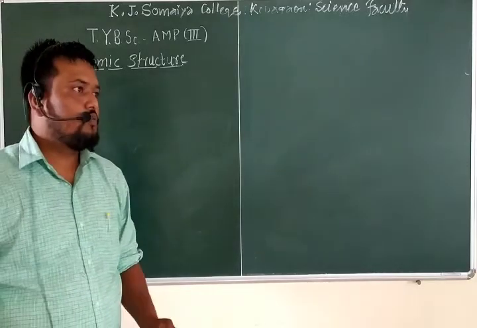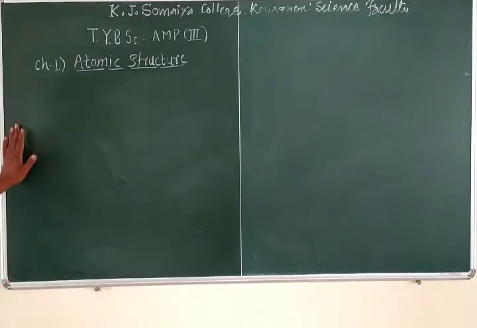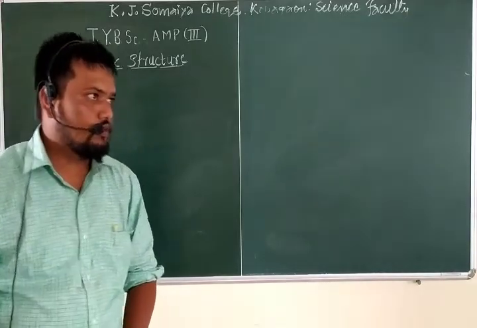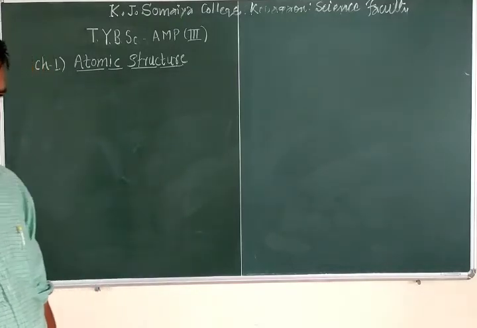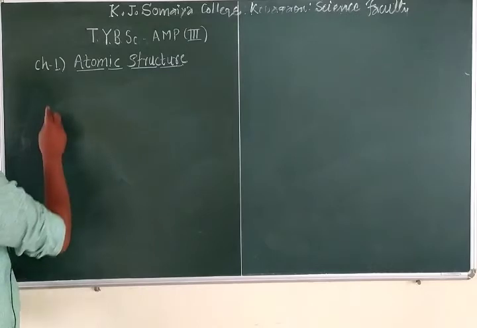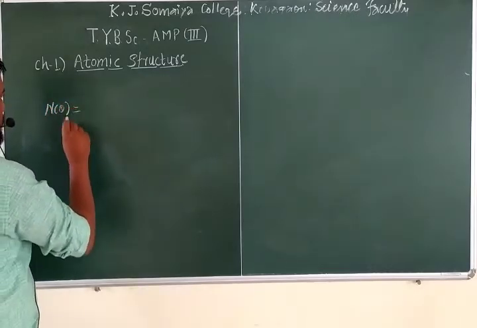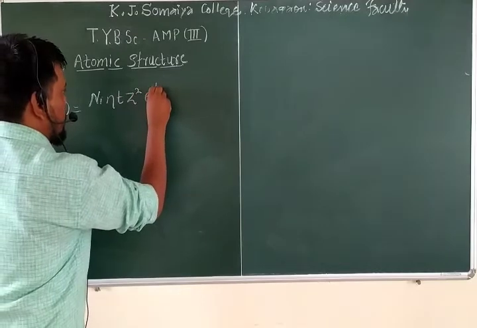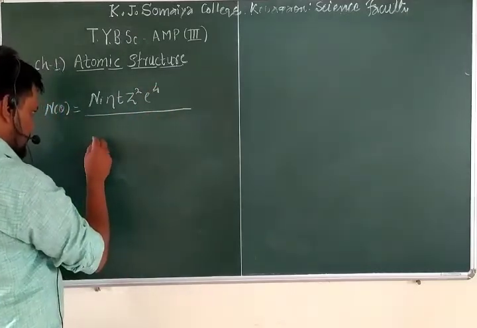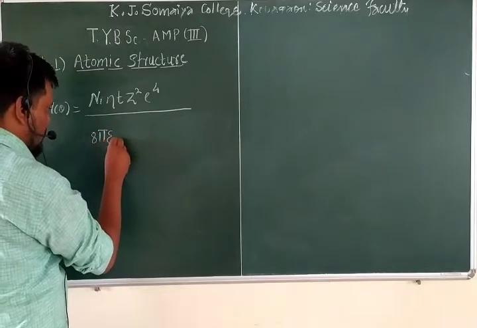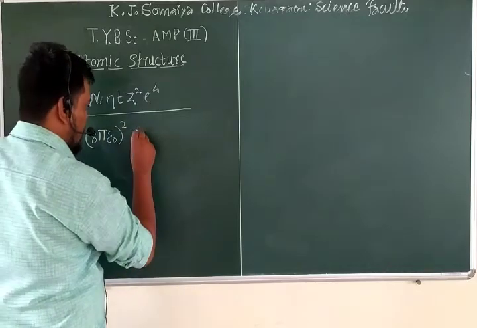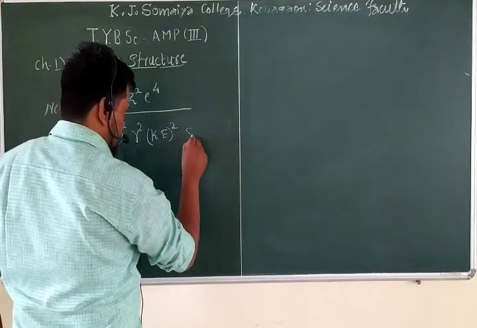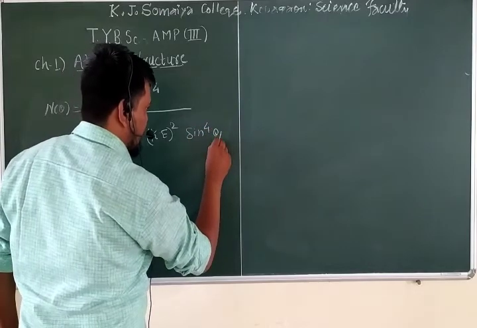We also looked at the Rutherford model of an atom, and obtained the formula derived by Rutherford for the thin metallic foil on the basis of the nuclear model. That formula is N(θ) = Ni n t Z² e⁴ / ((8π ε₀)² r² K² sin⁴(θ/2)), where K is the kinetic energy.